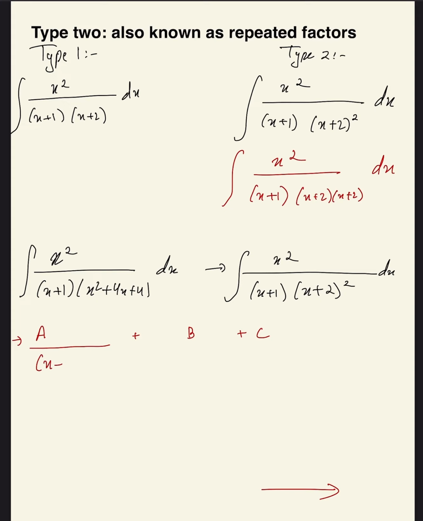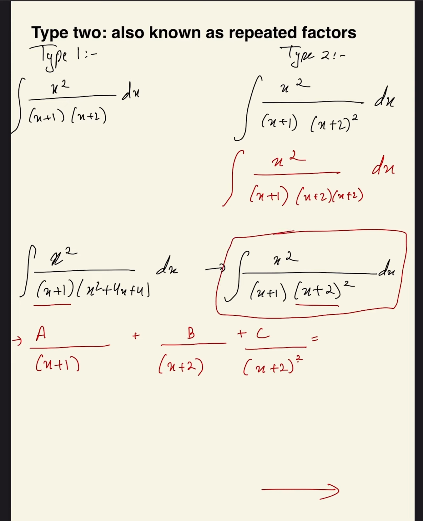For the A term, we have x plus 1, the first factor. For the B term, we have x plus 2, which is the second factor. And for the C term, we have x plus 2 whole squared, which is the repeated factor. Do not forget the square, which we will equate to this thing right here.